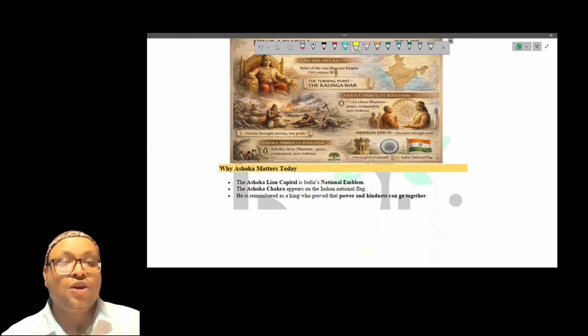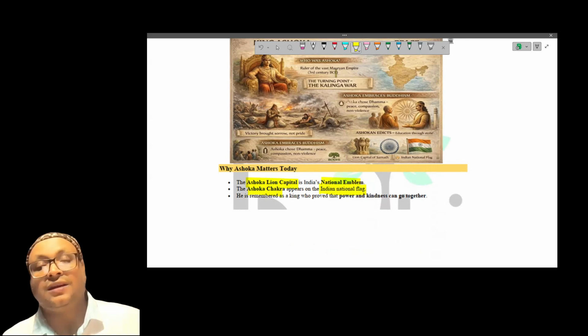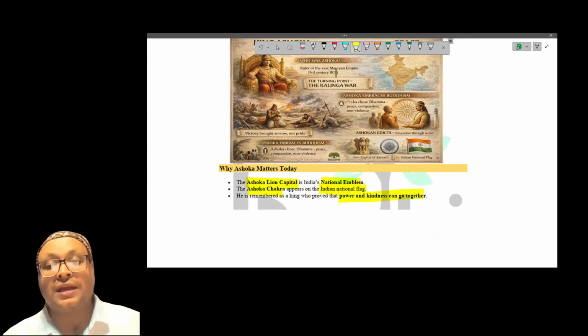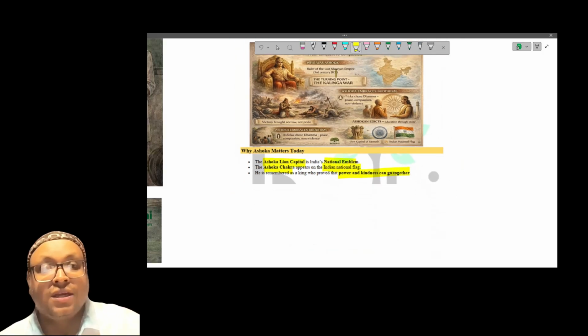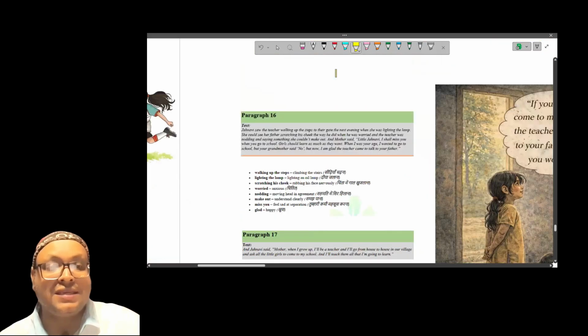You should know Ashoka matters today in our life like anything else. Why? The Ashoka lion capital is now our national emblem. You should know this. The Ashoka Chakra appears in our national flag. So he is very important to us in various senses, as he was the symbol of power and kindness both together, right? Ashoka.